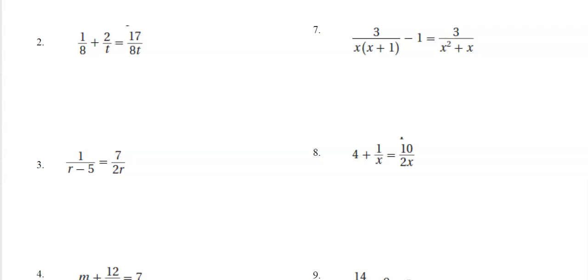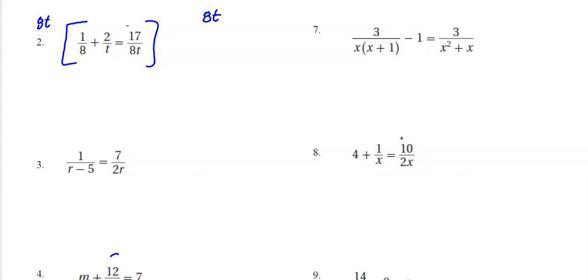Number 2, I'm always trying to find the common denominator, the least common denominator. So on number 2, I see that 8t is the least common denominator. So what I'm going to do is multiply everybody by 8t, and I'm going to kind of kill out things on the bottom.